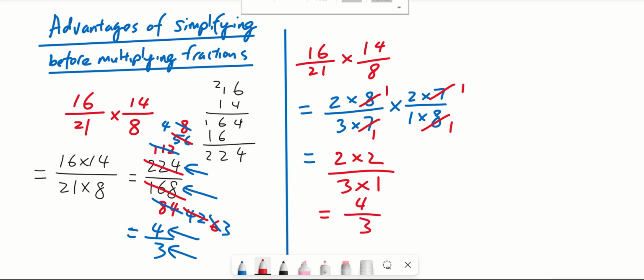I realize that I have avoided having to deal with a cumbersome number like 224 over 168, and simply get straight to 4 over 3. So these are the advantages of simplifying before you multiply fractions.